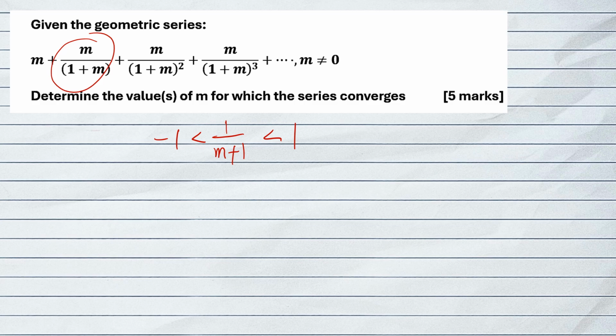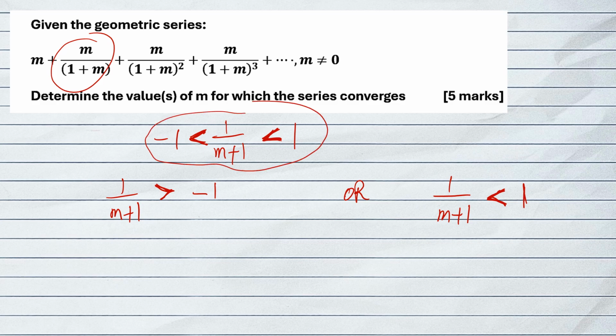You break this into two. One part asks for the values of 1 over m plus 1 that are greater than minus 1, and the other for the values of 1 over m plus 1 that are less than 1. We separate it like that so it is easier to solve each part, because when it's written together it might be very difficult to know what values of m. When it's separated, it reminds you of grade 11 when you solved inequalities.